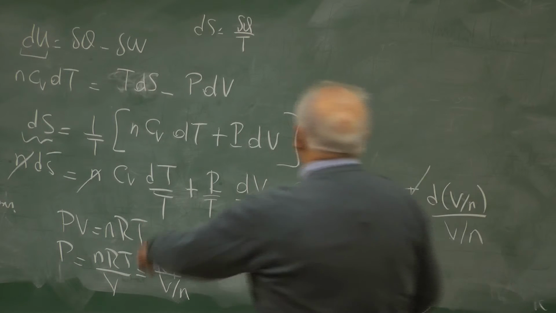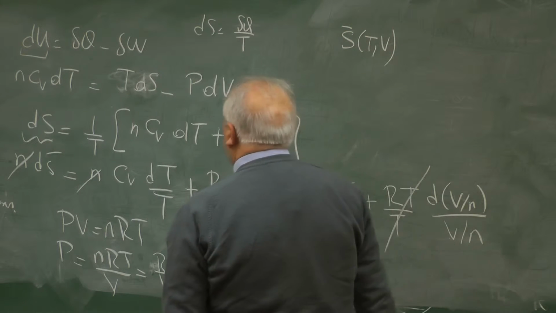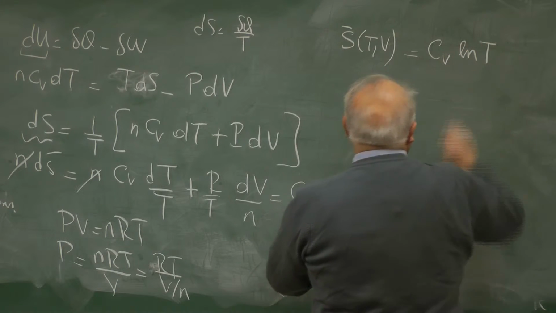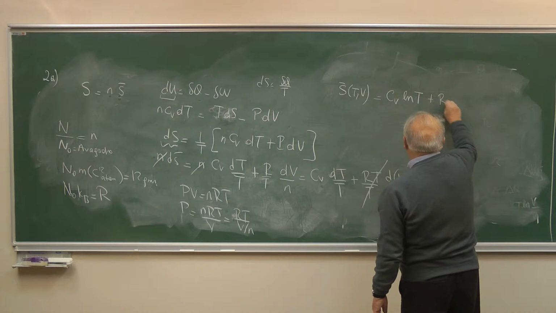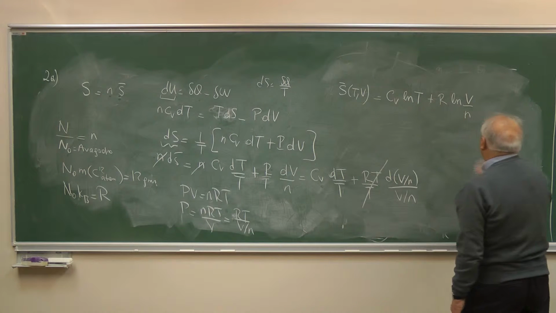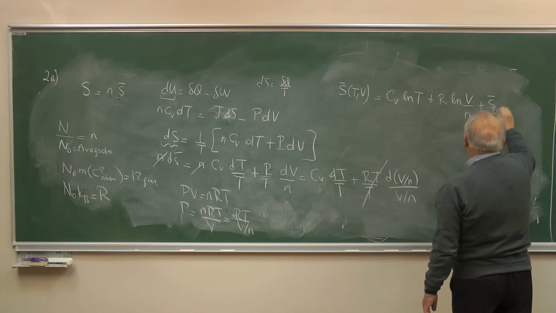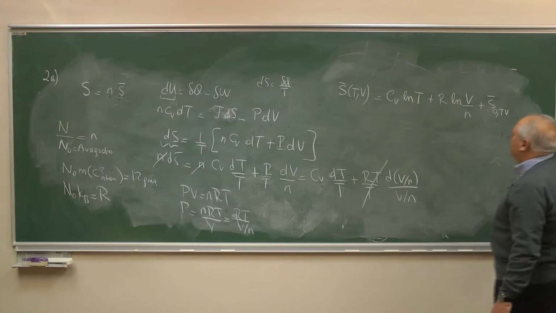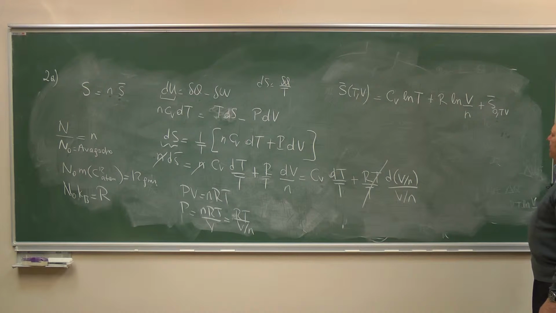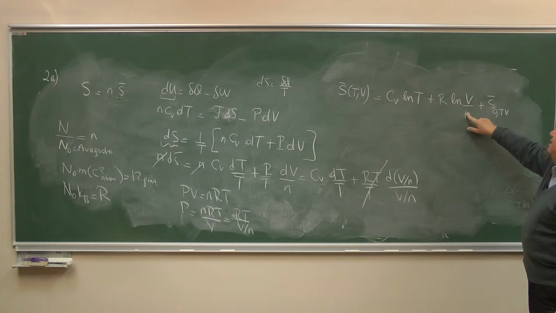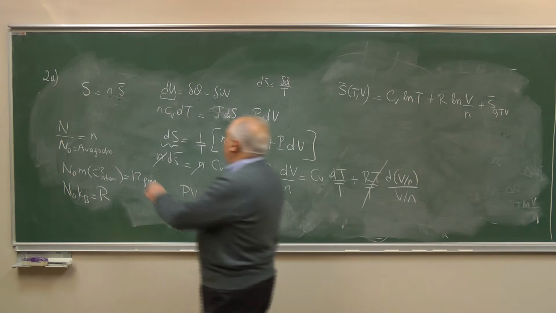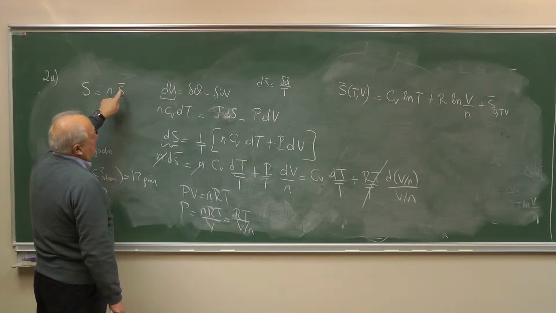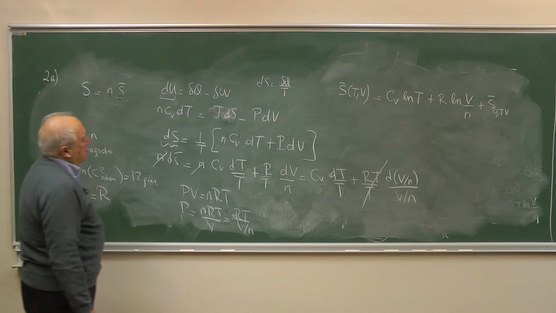So we integrated dS. So S of T, V, the entropy of 1 mole of ideal gas, is CV log T plus R log V over n plus a constant which I will write as S0 of T, V. I will write with T, V because our molar entropy depends on T and V, or V over n. Since V is also extensive, V over n is intensive. So S is extensive, n times S bar, and S bar must be an intensive quantity.